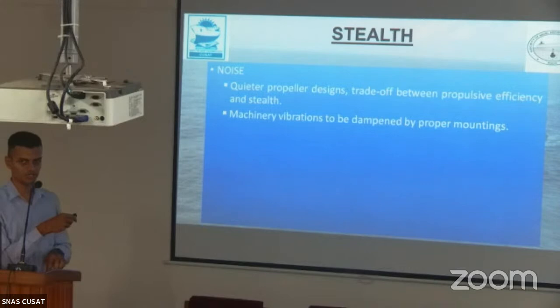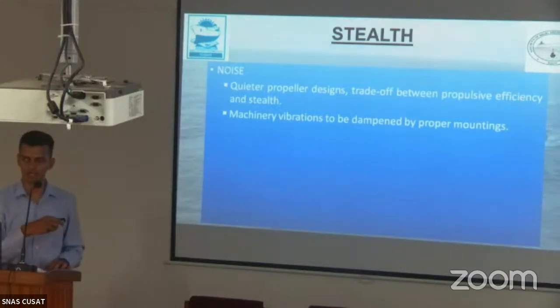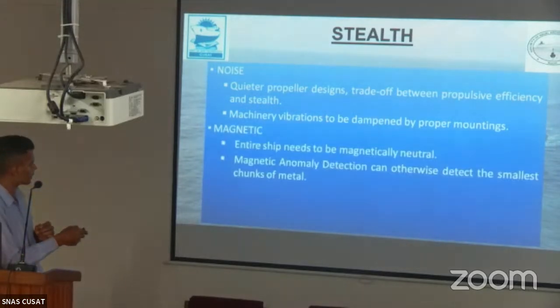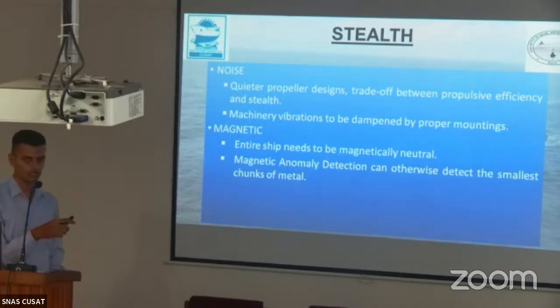Again, there is machinery on board, normal diesel engines, gas turbines, diesel generators, and other machinery which generate a lot of vibrations. So we need to ensure that those vibrations are not transferred into the water. Those vibrations need to be dampened with the help of suitable mountings made of rubber and different structures. So reducing noise is another important factor. And the entire ship needs to be magnetically neutral. So even if we are placing electrical systems on board, we need to ensure that the magnetic signature of the ship is minimum.